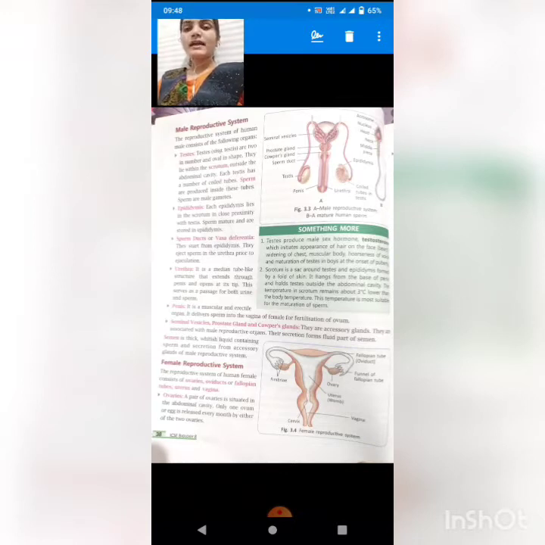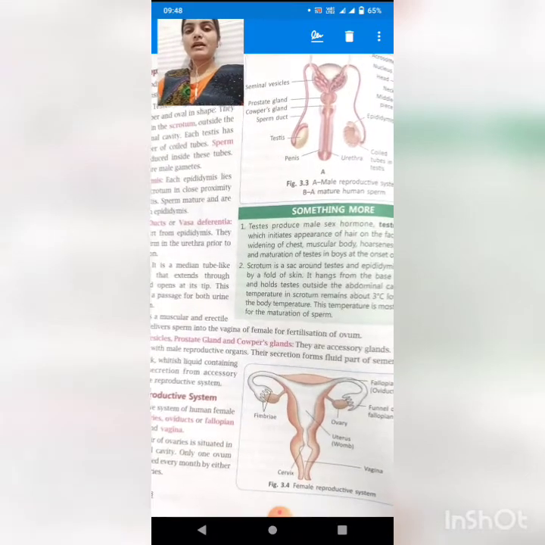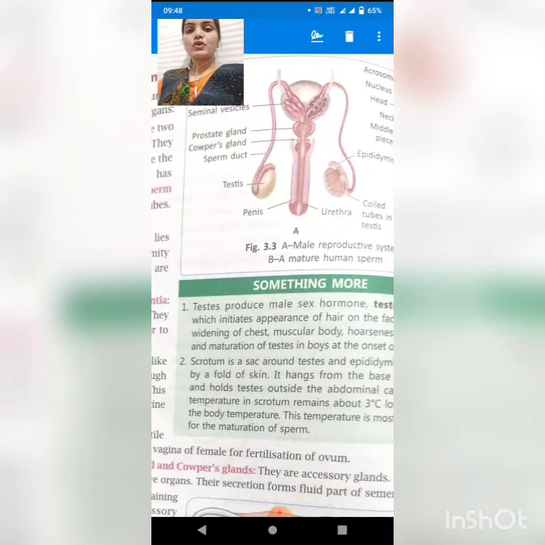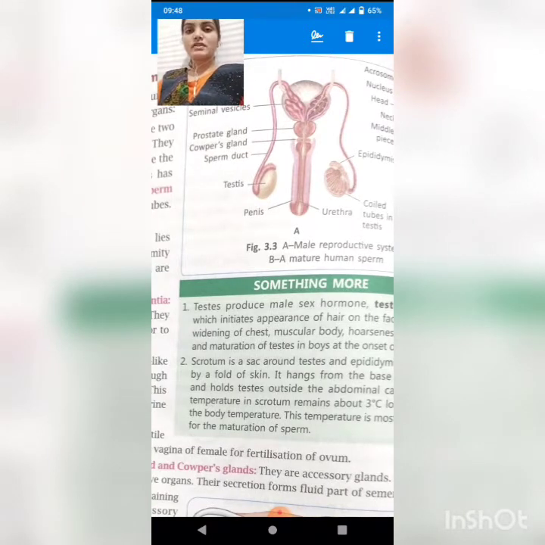So students, I had given you the homework to see the diagram of the male reproductive system as well as the female reproductive system. Here on screen you can see the male reproductive system. The first part is the testis. Testis is the main part of the male reproductive system, students, where the formation of the male gamete takes place. And what is the male gamete? Male gamete is sperm. Okay, and the testis lie in a sac like structure that is known as scrotum.